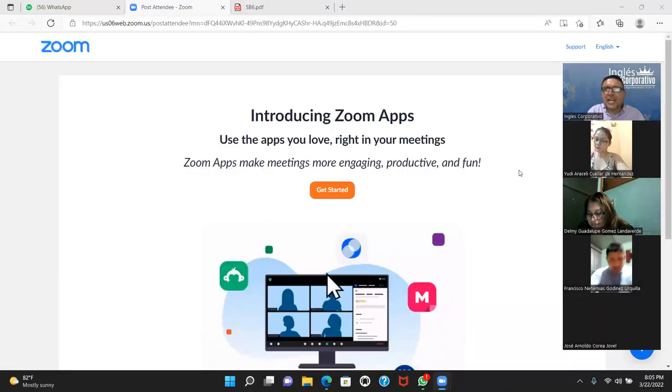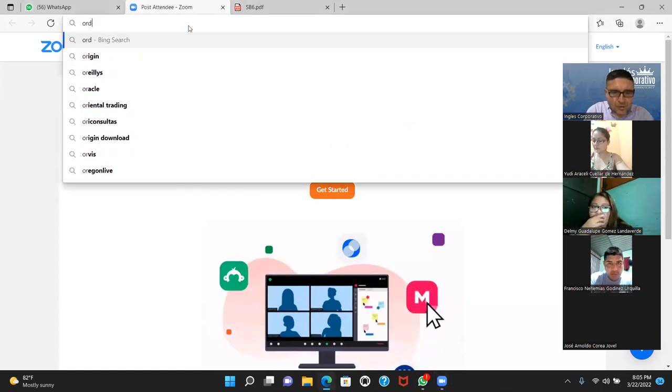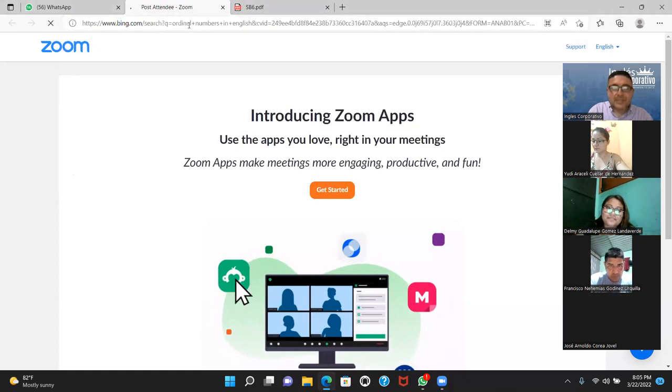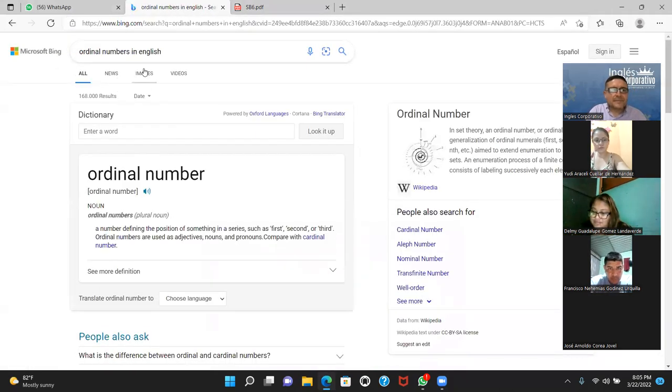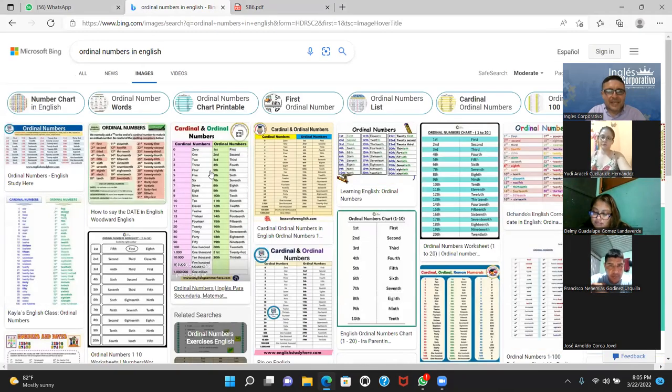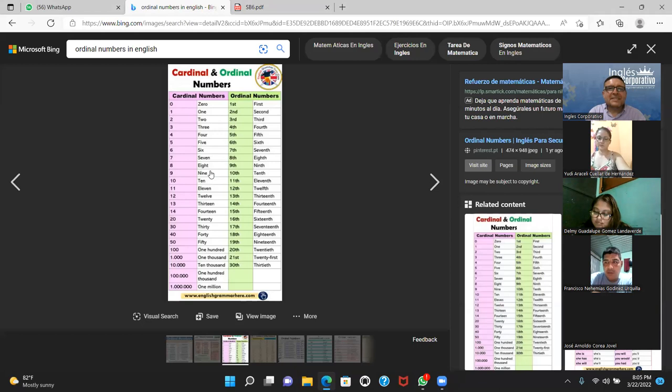Y recuerde que las fechas van acompañadas de dos letritas. ¿Cuáles son esas dos letritas? TH. Most of the time it is TH. La mayoría de las veces es TH. Déjenme ver si puedo compartirles algo acá. Share screen. Ordinal numbers. Okay, give me a second. Let me see.